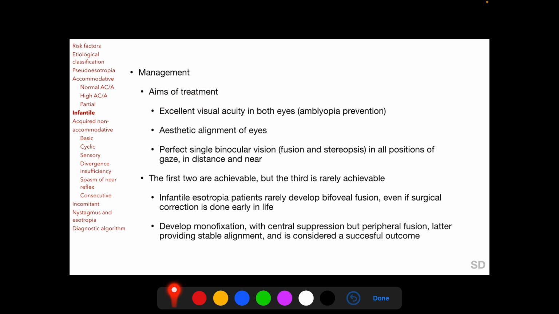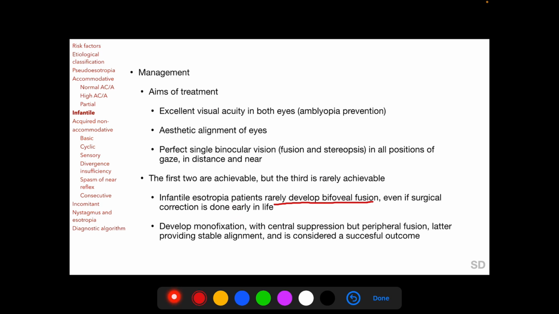Aims of treating a patient with infantile esotropia include excellent visual acuity in both the eyes, that is prevention of amblyopia development, aesthetic alignment of the eyes, and perfect single binocular vision, that is fusion and stereopsis in all positions of gaze in distance and near. The first two aims, excellent visual acuity and aesthetic alignment of the eyes, are usually achievable, but perfect single binocular vision with high-grade stereopsis is rarely achievable, and it is important to remember that infantile esotropia patients rarely develop bifoveal fusion even if surgical correction is done early in life.